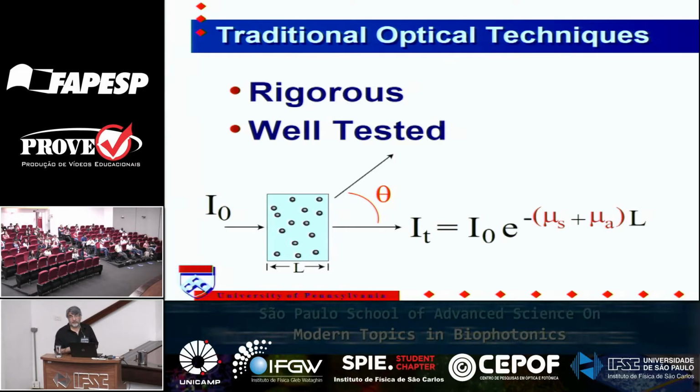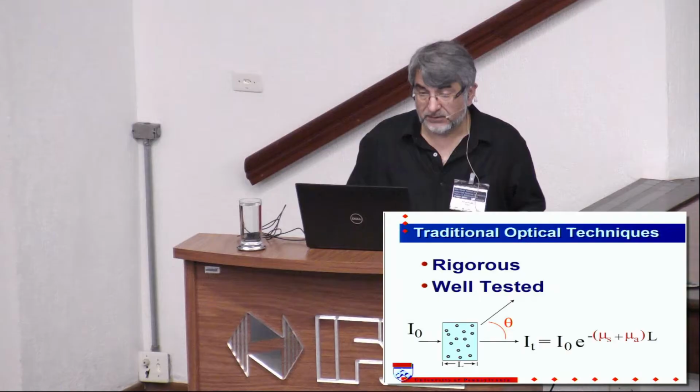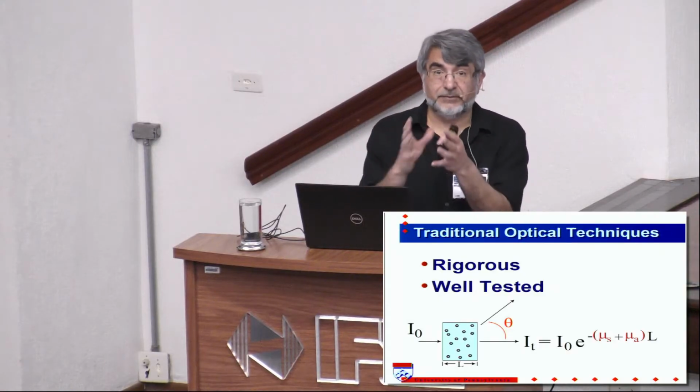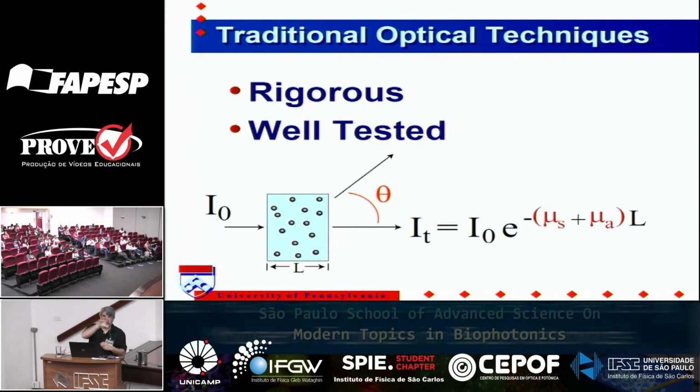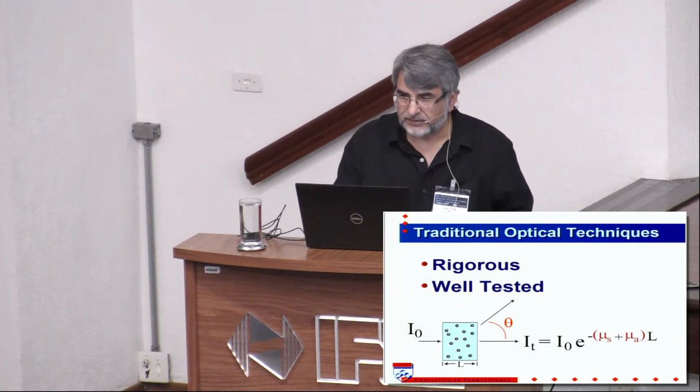Okay, so if we combine them, if I have now a sample, still optically thin, where we have stuff that absorbs and stuff that scatters, and I do the same measurement, then I get an exponential attenuation that depends on both the absorption and the scattering coefficient. This is rigorous, this is well tested. And we'll come back to this, because in the multiple scattering regime, you can think of it just as a sequence of these kinds of events that the light experiences as it travels through the sample.